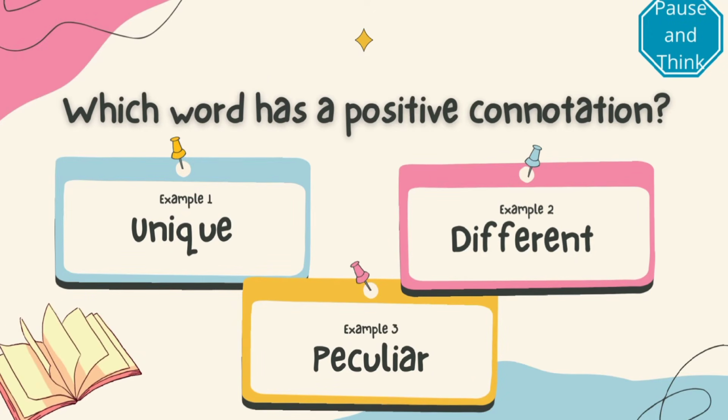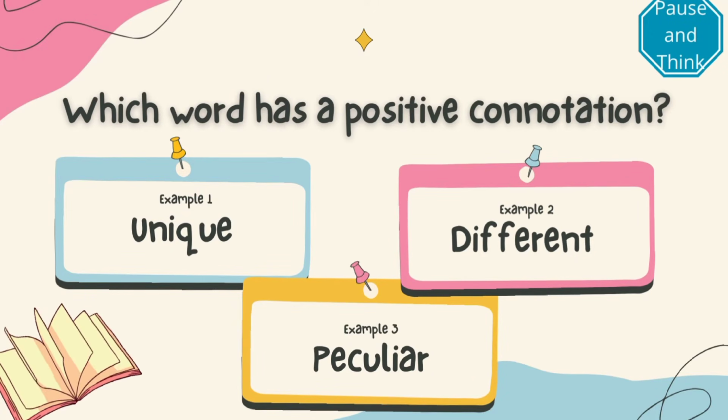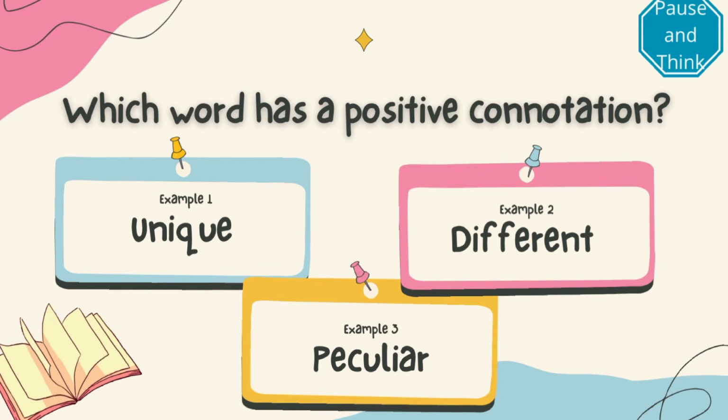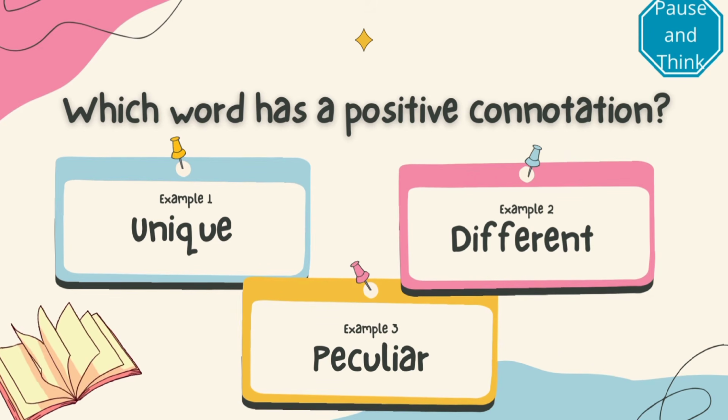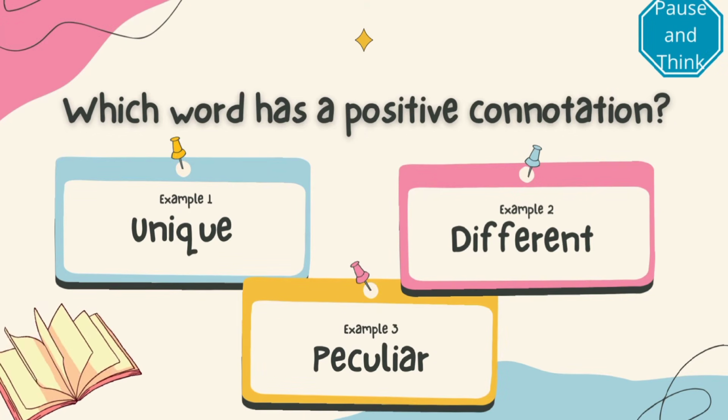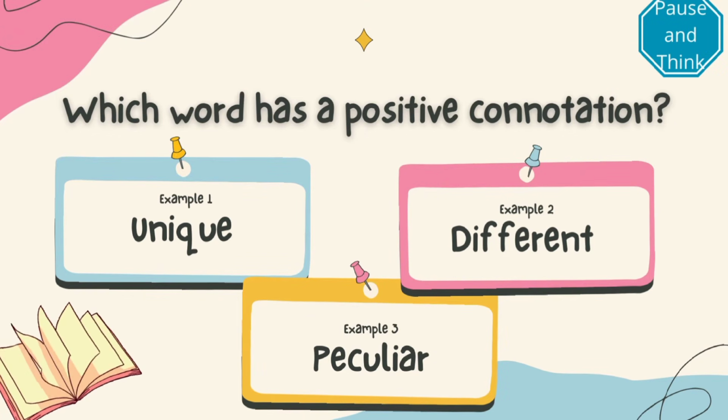Question number 1. Which word has a positive connotation? Is it example 1, unique? Is it example 2, different? Or is example 3, peculiar? If you said example number 1, you are absolutely correct. Everyone wants to be called unique. This means that you are one of a kind. There's no one like you. It's great to be unique. No one wants to be like everyone else, right? That word carries a positive connotation.